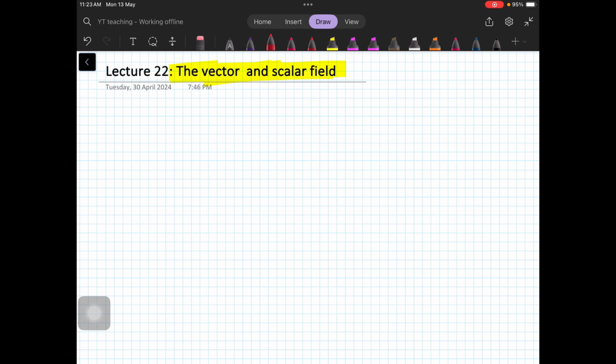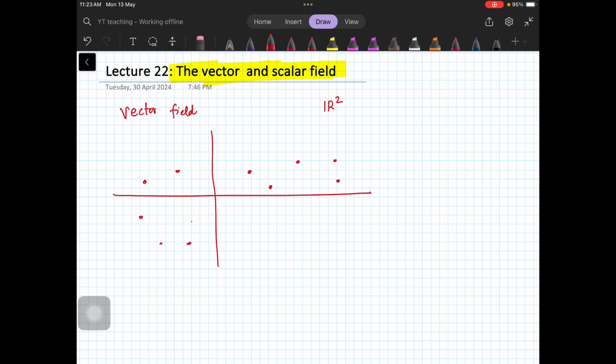So what is a vector field? If you are in the 2D plane R2, you have to assign a vector to every point in R2. Basically, it is a function from R2 to something like this.